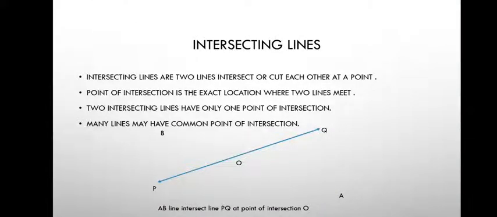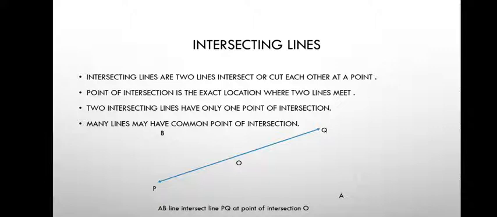Intersecting lines. Intersecting lines are two lines that intersect or cut each other at a point. Point of intersection is the exact location where two lines meet. Two intersecting lines have only one point of intersection. Many lines may have a common point of intersection.